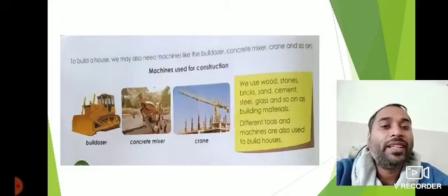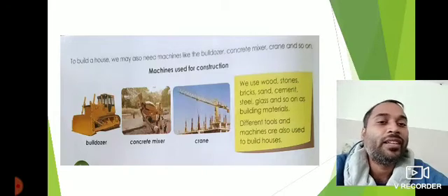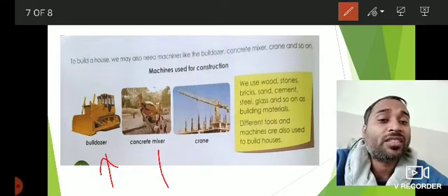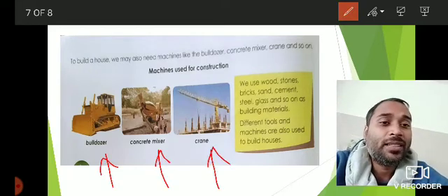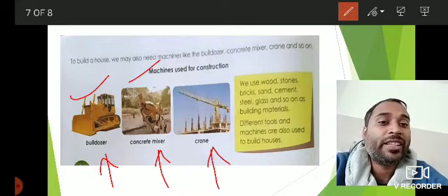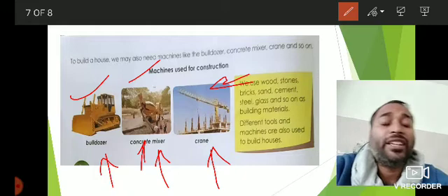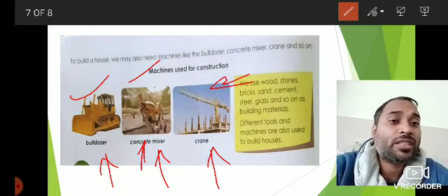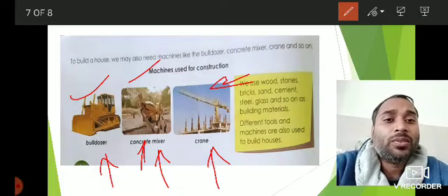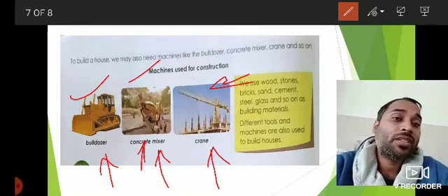Then to build a house, we may also need big machines like bulldozers, concrete mixers and cranes. These are the big machines which are useful while constructing houses. For making big buildings we need this type of big machines like bulldozer, concrete mixer. This is a concrete mixer which you can see, and these are the big cranes which can lift the heavy load to the top floor of a building which is under construction. So these are the big machines which are used to construct houses.